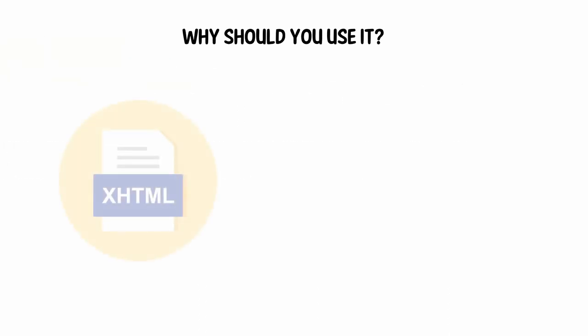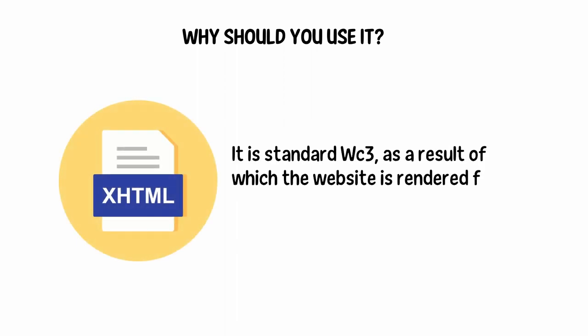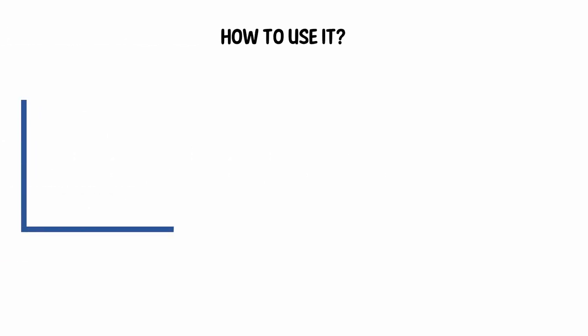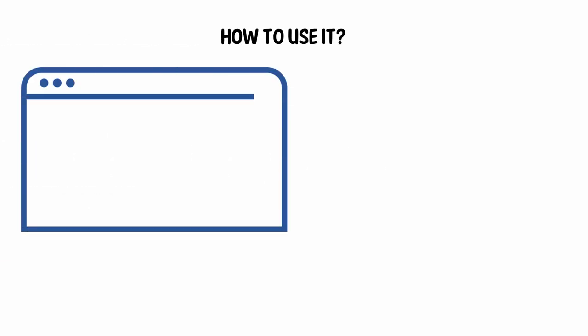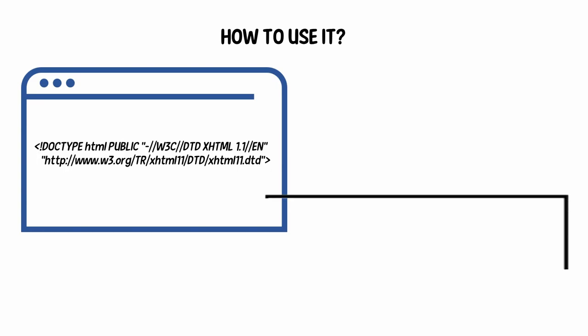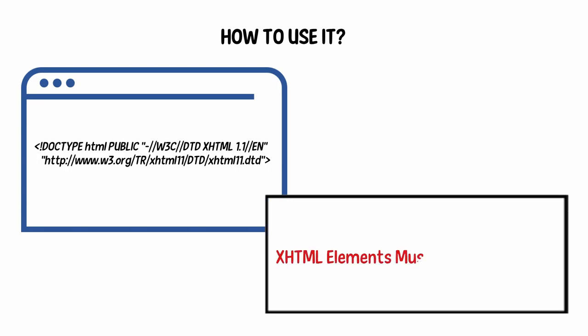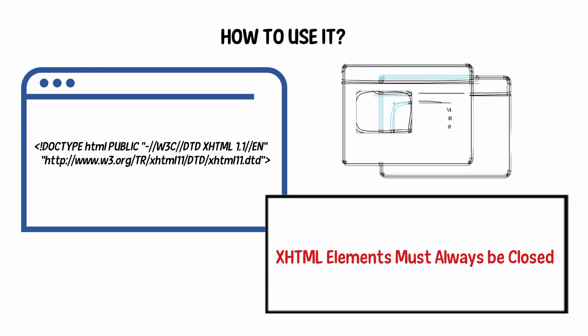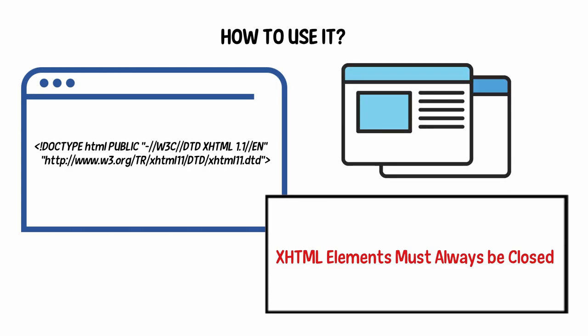It is a W3C standard, as a result of which the website is rendered faster and has a higher ranking in Google. How to use it? Simply insert the beginning on the document tag that appears on the screen. The most notable difference between HTML and XHTML is that XHTML requires all tags to be closed. So, look for XHTML validation errors on your website and repair them, and everything should be okay.